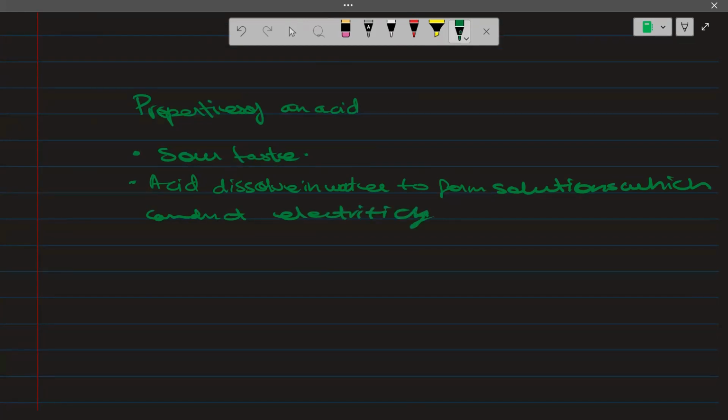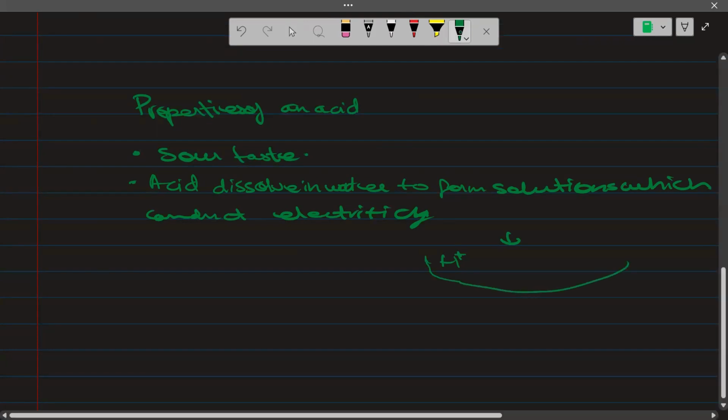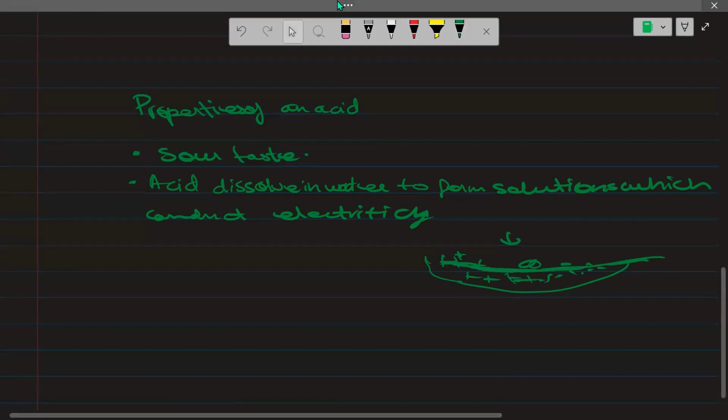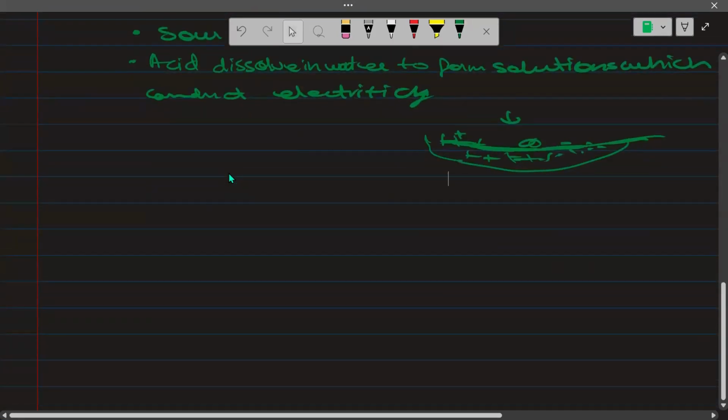How do they conduct electricity? When it ionizes, ions are produced in the water, right? So there are positive ions, and these ions are free to move. Hence, when electricity is passed through them, they transfer the electricity by moving. Okay, that's how it conducts electricity.